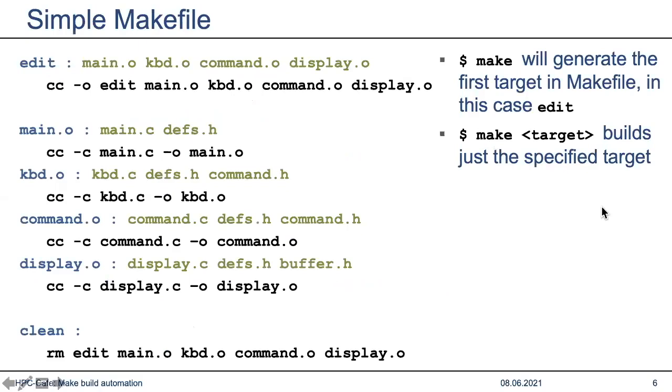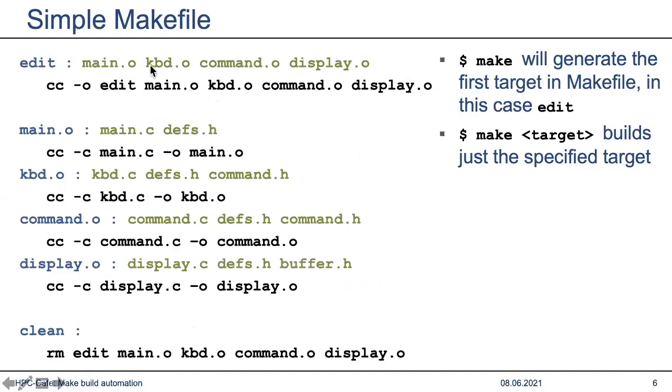So this is the most simple makefile. And it consists of rules, as mentioned. It's a C program. The first target is called edit. And when you look at the action, this is the name of the binary. So this is a file. And then you have prerequisites. In this case, all the objects that are necessary to link your executable.